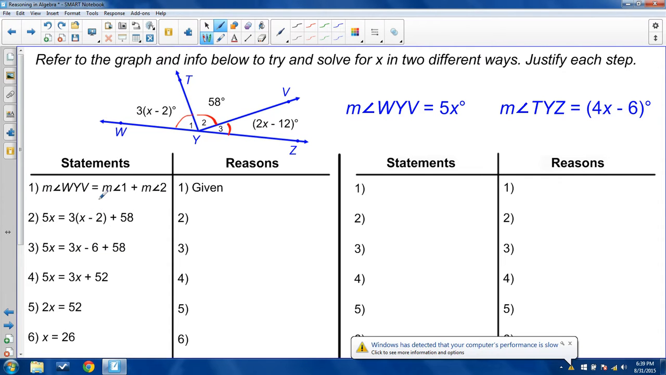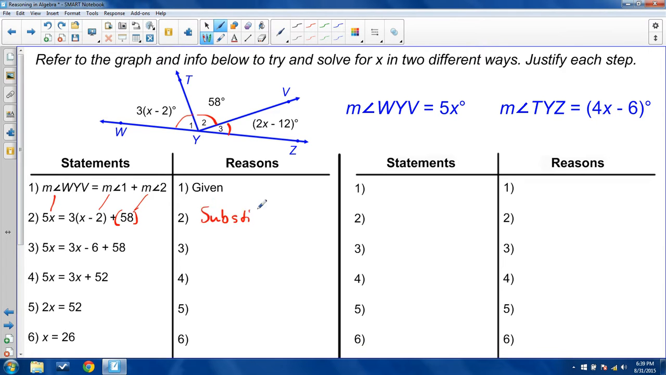Now, how did they come up with that? Well, as you can see, this is the measure of angle WYV. That is 5x. That's a substitution. Measure of angle 1, yep, that applies. And angle 2, it's right there in that quantity. This was a substitution step. Clearly, it was. The next one, it looks like I'm good. There's distribution. 3 times x, 3 times negative 2 gives you 3x minus 6. So distributive property. I'll say distribution.